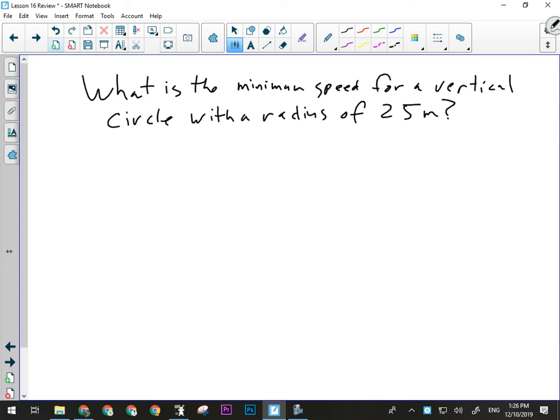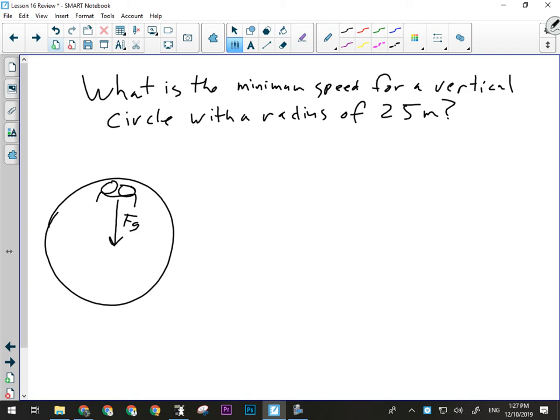Okay, so I've got a vertical circle that has a radius of 25 meters, and I want to figure out how fast I have to move in order to stay in that circle. Where does the minimum speed occur in a vertical circle? On the top, on the inside. I don't require a minimum speed to drive over a hill. I'm not going to fall through the hill. But I could fall into the hill if I'm on the inside of it. So at the minimum speed, am I pushing on the track?